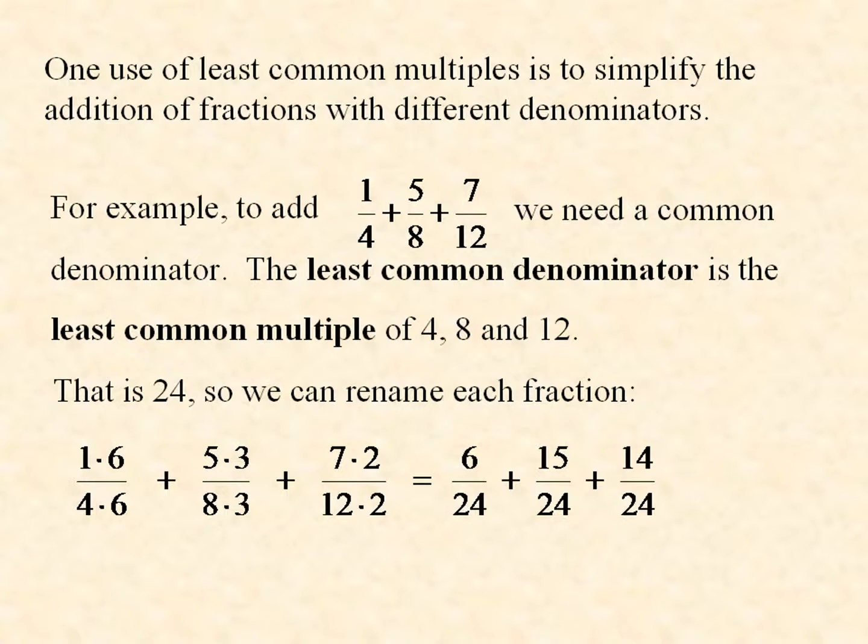Now we add the numerators. They add to 35. So the sum of those fractions is 35/24. We are going to use this principle in the next lesson to deal with algebraic fractions. So the least common multiple is a very important concept. It gives us the least common denominator when we have fractions to add.